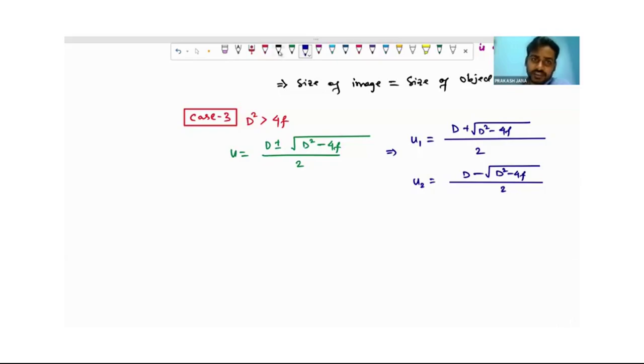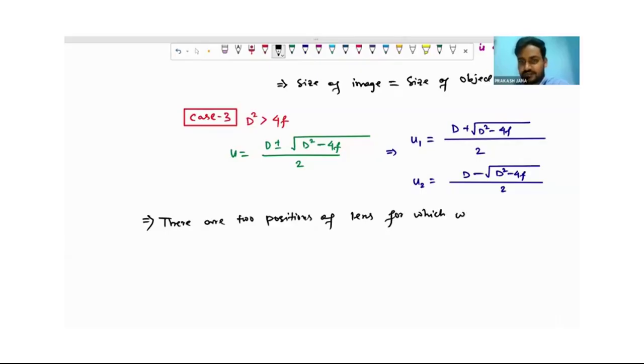So what we can conclude here? We can conclude there are two positions of lens for which we get sharp image on screen.